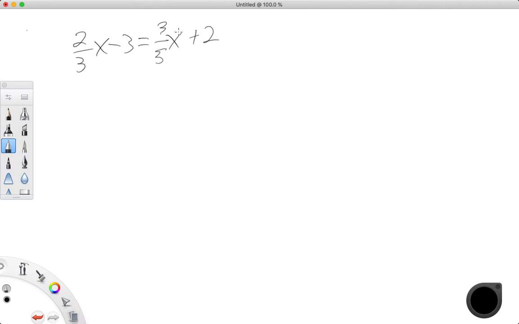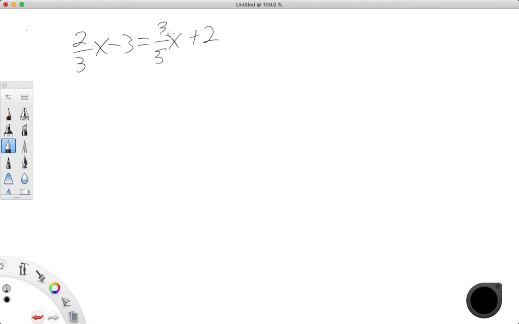And the first thing I want to do, and I don't have to combine them necessarily, is I want everything that's the same on the same side. So I want all of my x's on this side. I don't want any x's on this side. You could do it the other way. I just find it easier to work left to right and do my x's first.